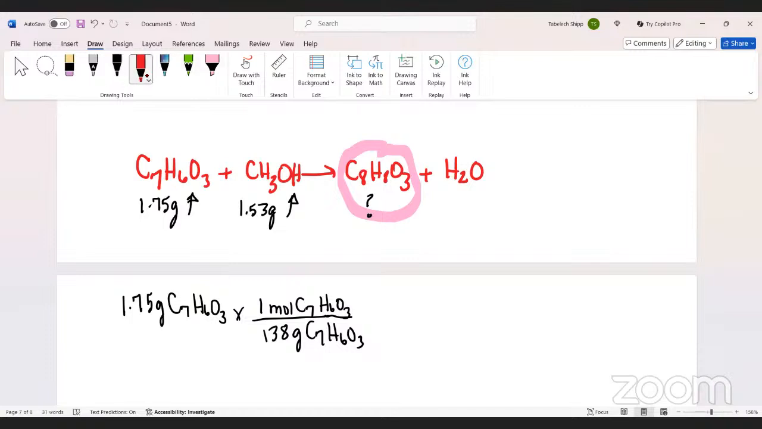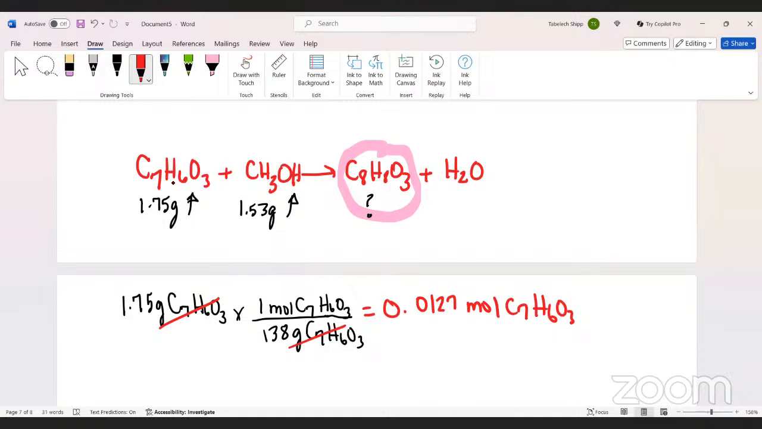Now we're going to cancel out again the grams because we don't need those anymore. And what we're going to get here are the moles, okay? So we're going to end up with 1.75 divided by 138. And we get 0.0127 moles of C7H6O3. Now, we're not done because in this particular problem, what they want you to do, let me zoom out a little so you can see the whole screen.